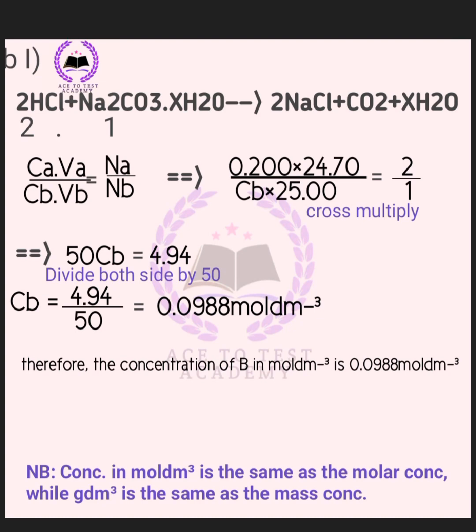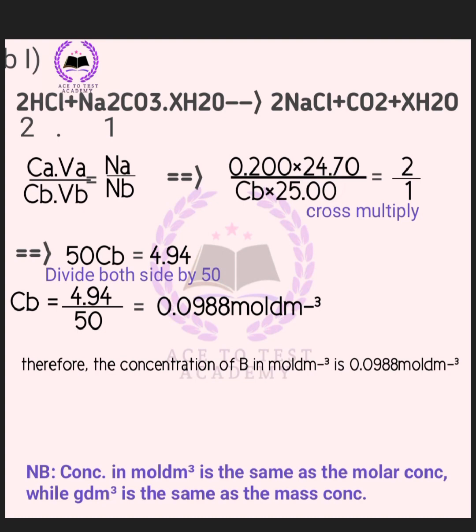Concentration of acid multiplied by the volume of acid, that's the volume that we calculated. Here is the concentration of B that we have to find, and here is the volume of the pipette. The pipette is where we pour the base, so that's the volume of the base. It is the volume of the pipette that determines the volume of our base. I use 25 here.